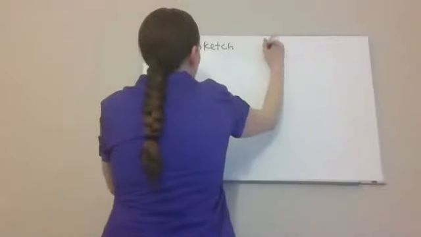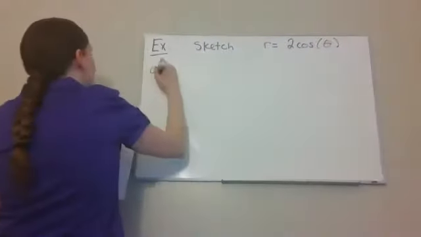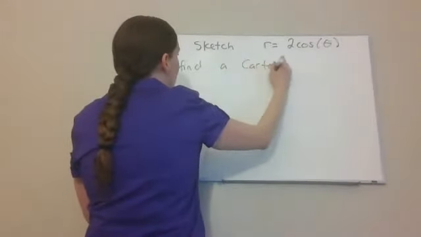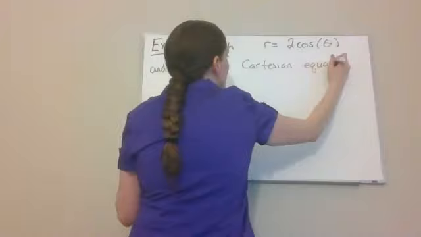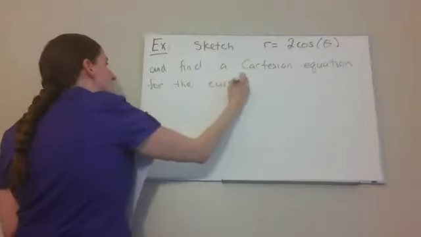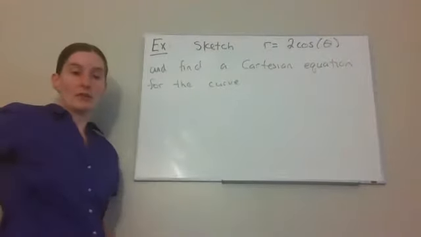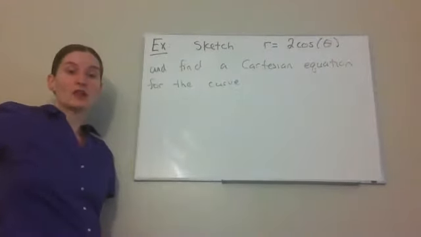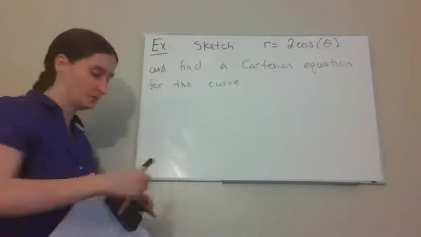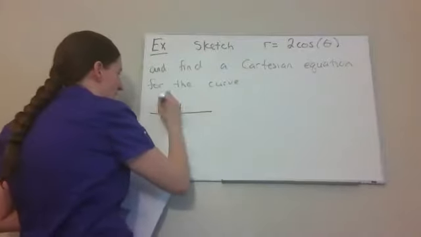So let's sketch r equals 2 cosine of theta, and we'll find a Cartesian equation for this curve. All right, so I have r equals 2 cosine theta. What I would suggest is if you don't know exactly what that's going to look like, go ahead and just start picking values of theta and find some points on this curve. So let me write down just a brief little table of points.